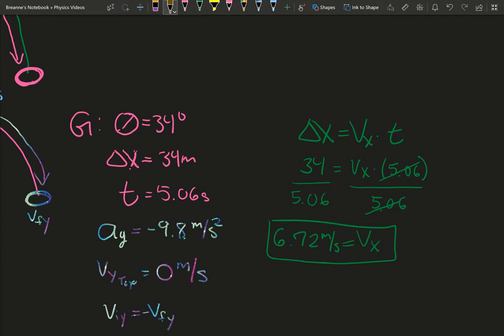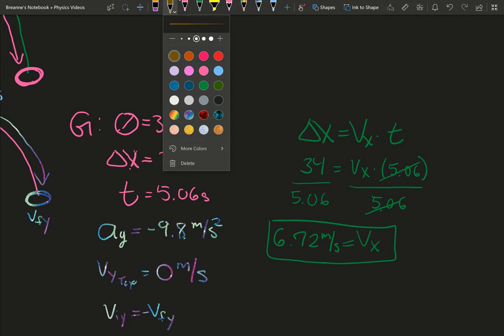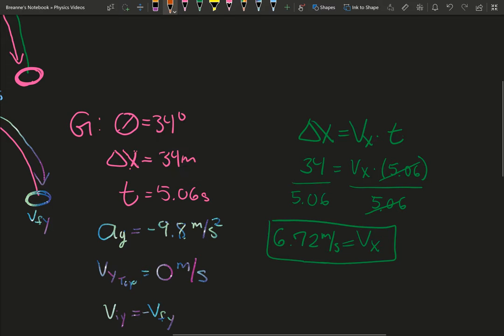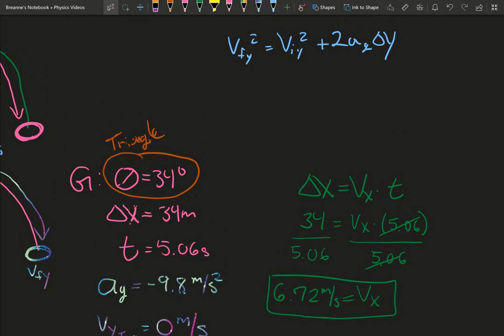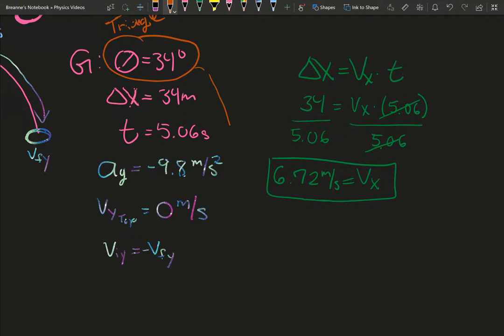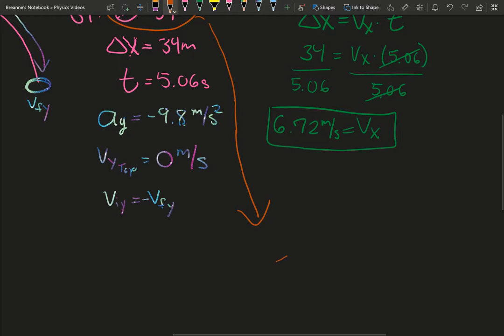If we're given an angle, you know you're going to end up having to draw a triangle. So let's just go ahead and draw a triangle. We're going to draw a triangle down here. So we have our triangle. So this is theta.